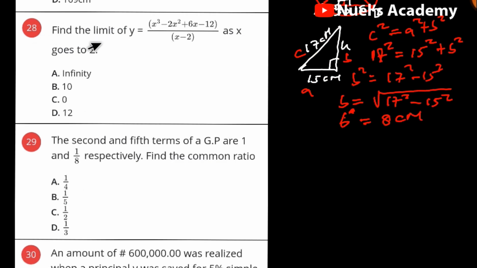Question number 28. Find the limit of y equal to, the numerator is x cubed minus 2x squared plus 6x minus 12, over the denominator x minus 2, as x goes to 2.